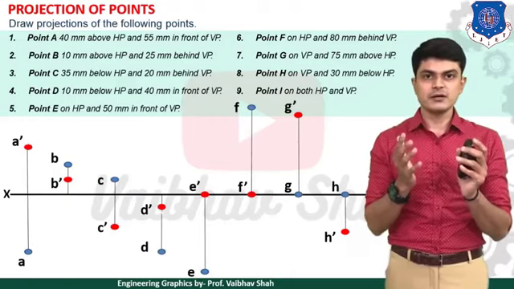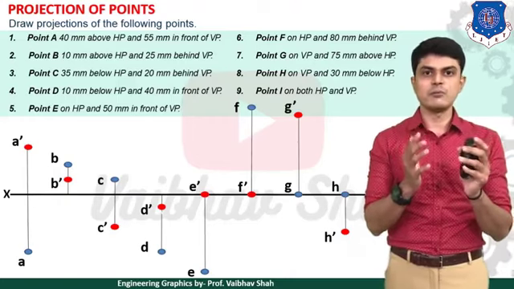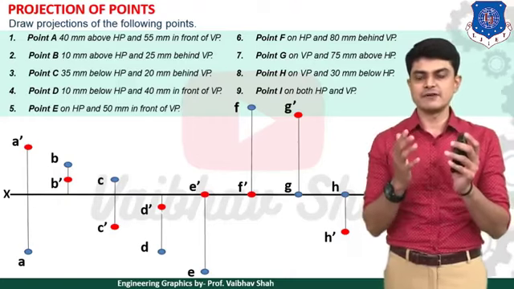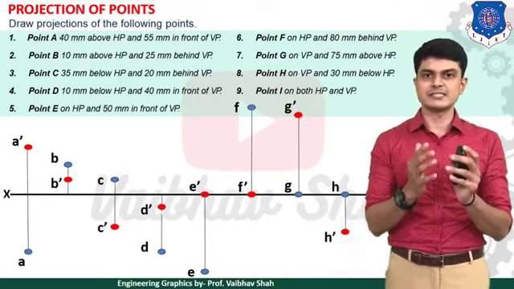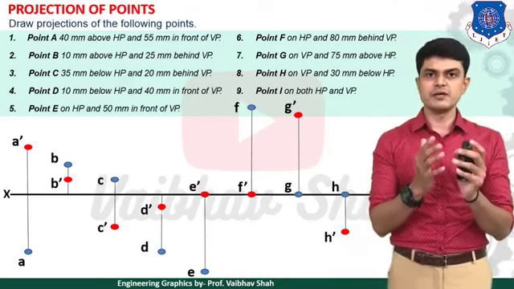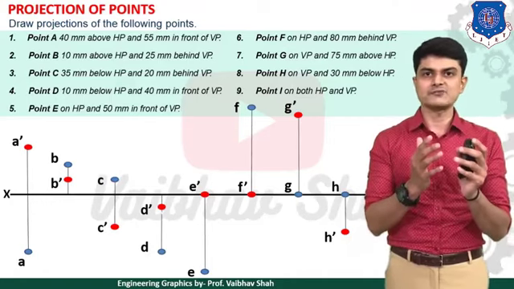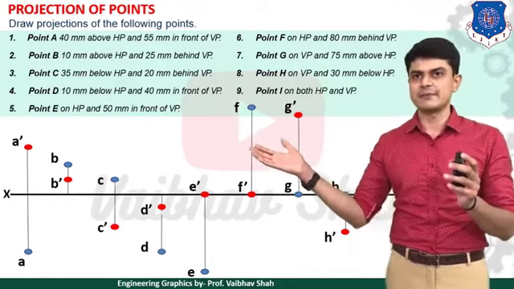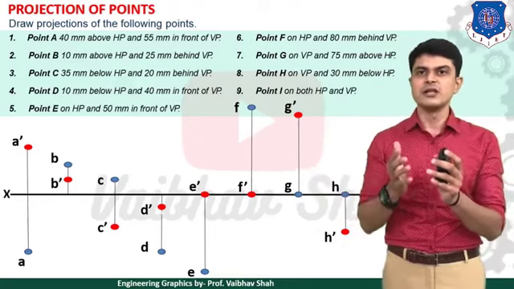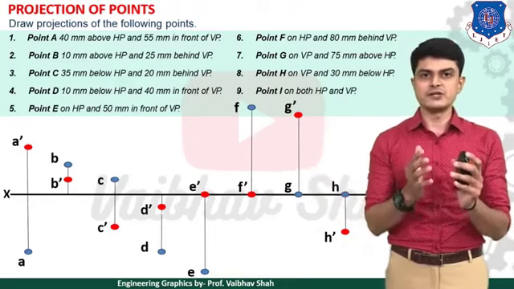Above HP means what? Point with a dash above XY line. Here we are dealing with the point B, so our answer would be point B dash, which would be above XY line. So we need to draw B dash 10 mm above XY line. Let us draw a point B dash 10 mm above XY line, as you can see on your left hand side by straight draw.